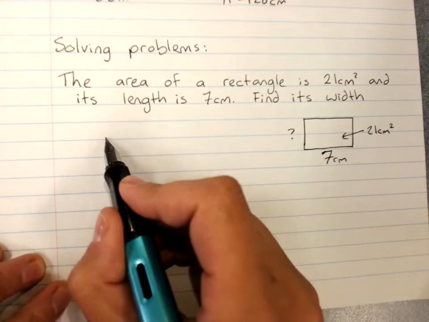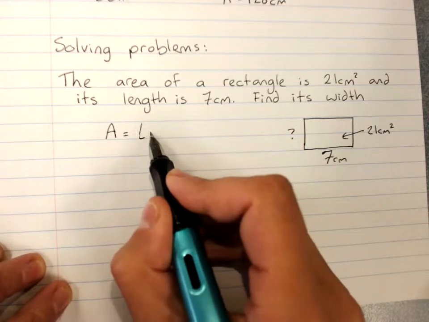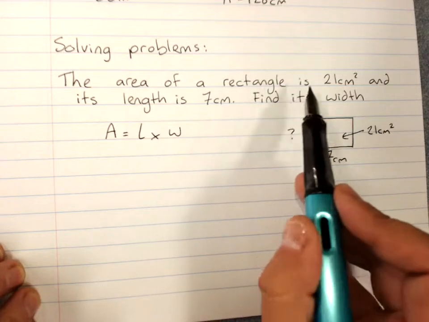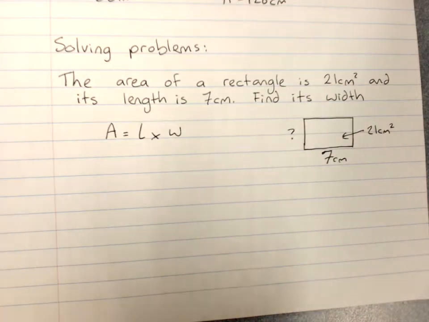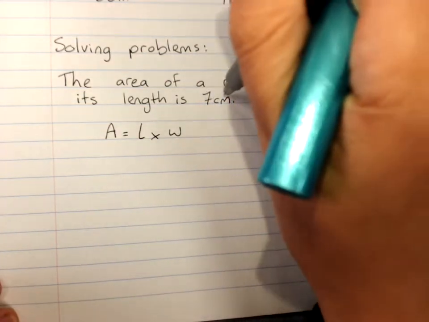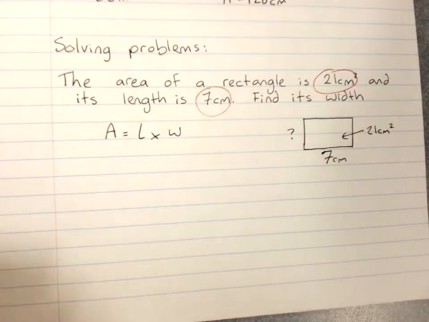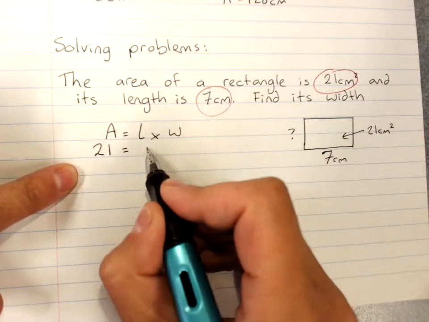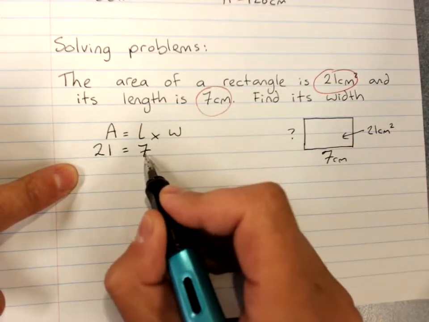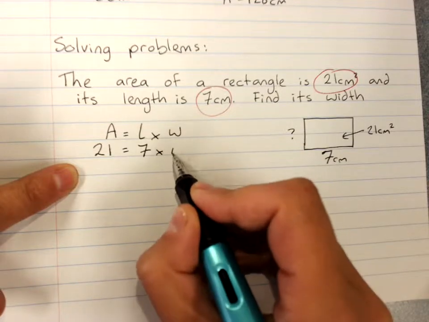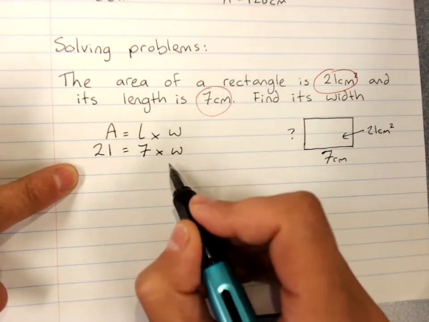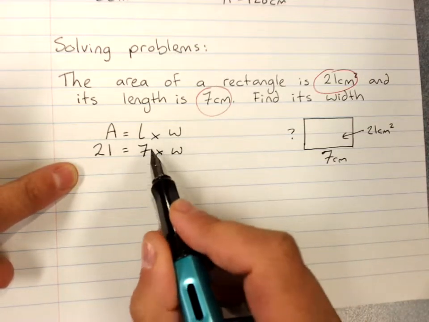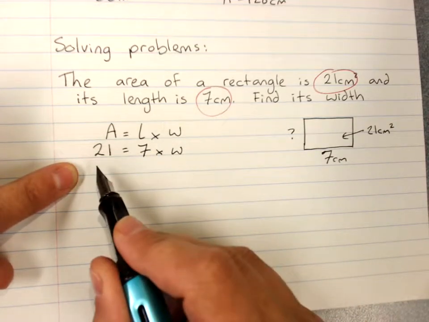To do it properly though, you would write the formula, area equals length times width, and you'd still substitute in what you know. But now you know the area and the length. So underneath area you substitute in 21, underneath length you substitute in 7, so 21 is 7 times the width. What is the width? That's solving a very simple equation. We want to get the width on its own. Width times 7 is 21.